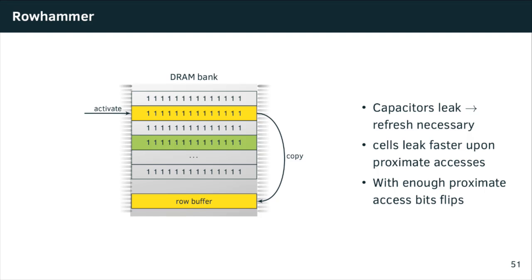So how do we do this in practice? Well, we already know that we can activate a row, copy it into the row buffer, and return it to the CPU from there. Now, because it's already in the row buffer, we need to access another row to get proximate access. So we pick the green row here and access that, and it gets copied to the row buffer. We have our proximate access, and then we go back to the yellow row, and bam, we have bit flips. So this is how Rowhammer works in the 2-minute version.